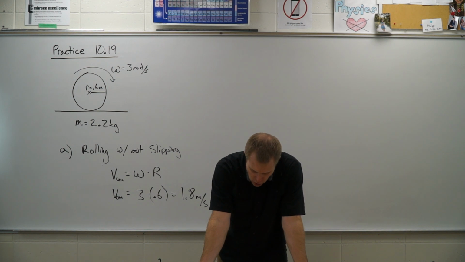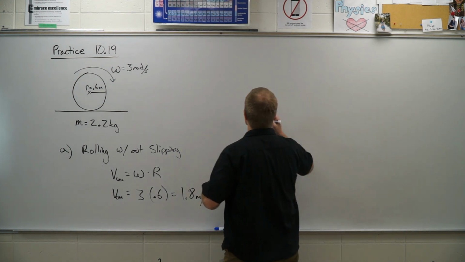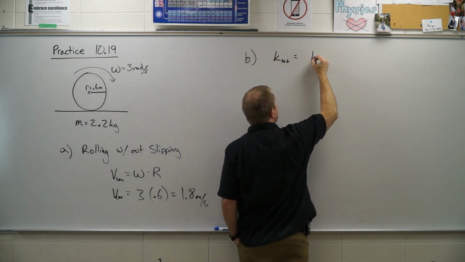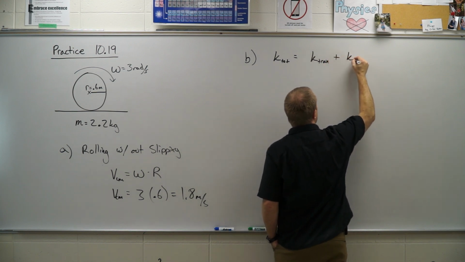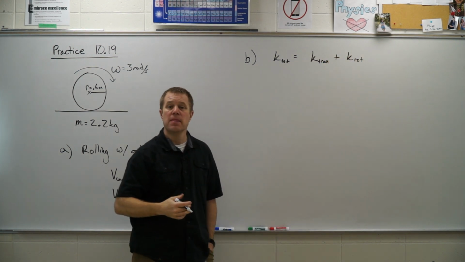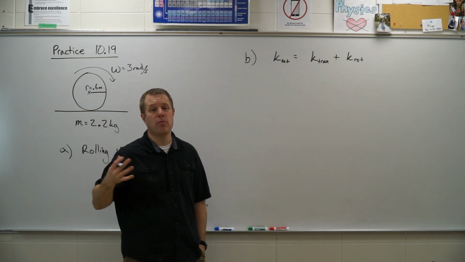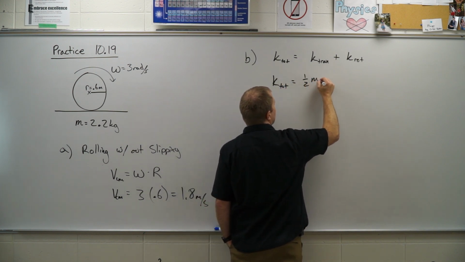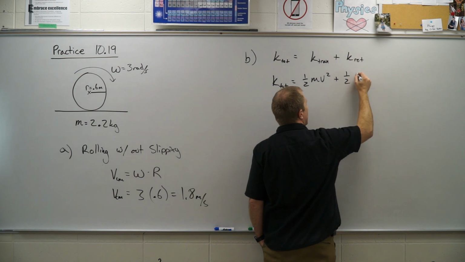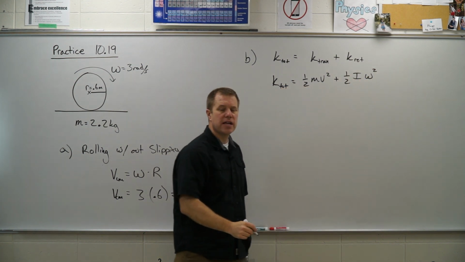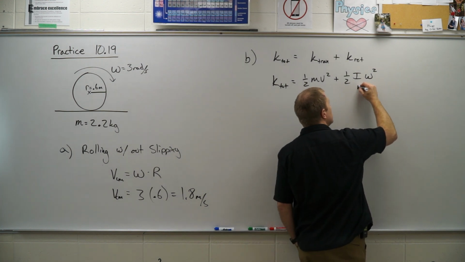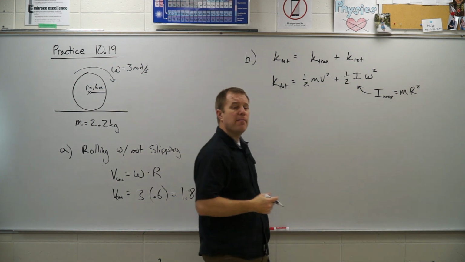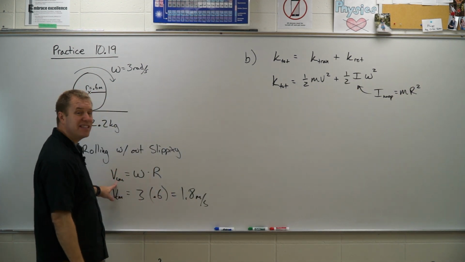Part B wants to know, what is the total kinetic energy of the hoop? Well, the total kinetic energy is a combination of our translational kinetic energy and our rotational kinetic energy. Since this is both moving and rotating, it will have both types. So our total kinetic energy is going to be 1/2 mv squared for the translational plus 1/2 I omega squared for the rotational. They did tell me it was a hoop, so the moment of inertia for a hoop is mr squared.